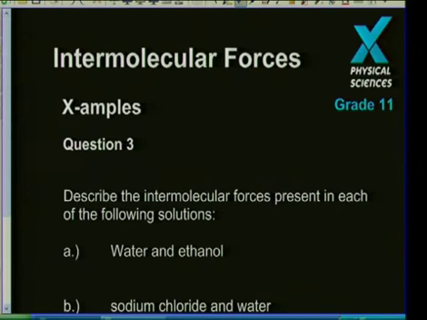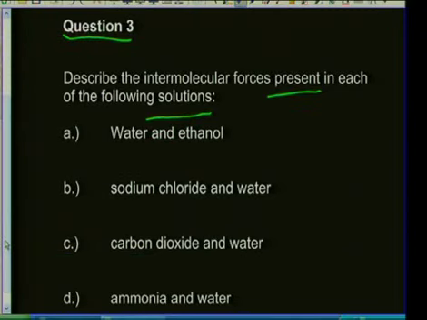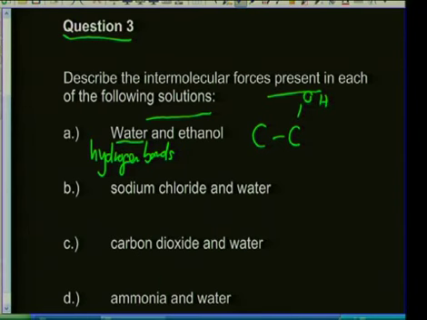Right, question number 3. Look what it says. Describe the intermolecular forces present in each of the following solutions. So all we're looking at is describing what type of forces. We know that in water there are hydrogen bonds. And in ethanol, we find that ethanol has a structure that looks something like this, OH, and the rest are hydrogens.